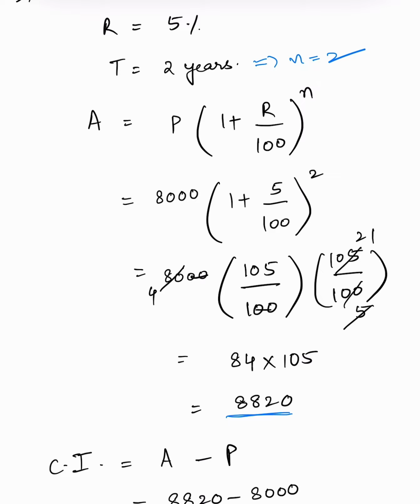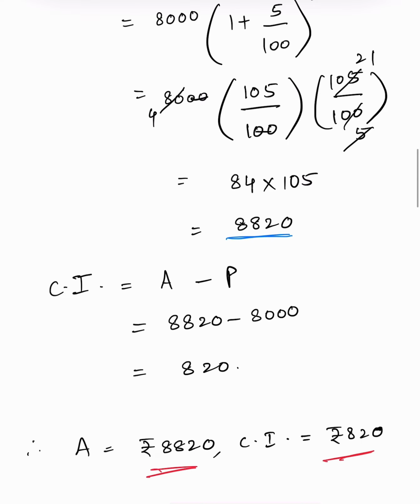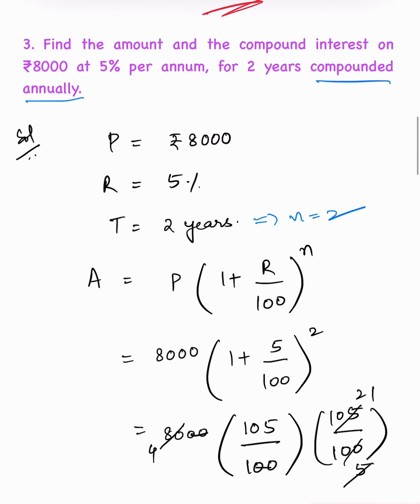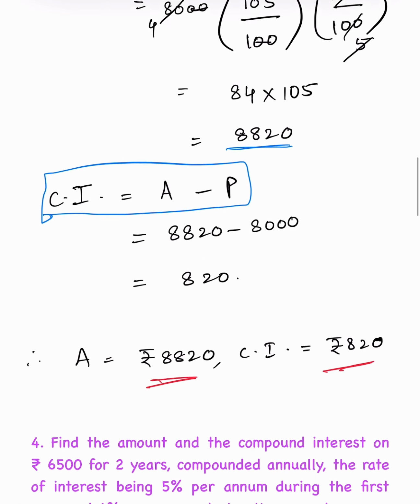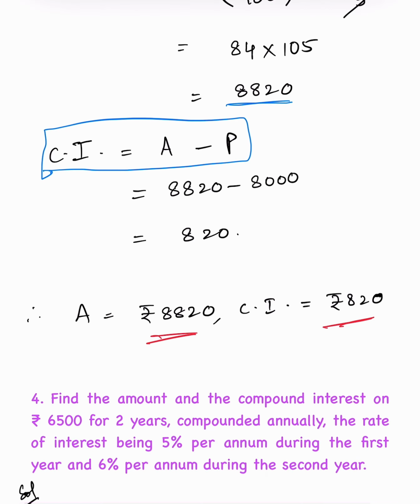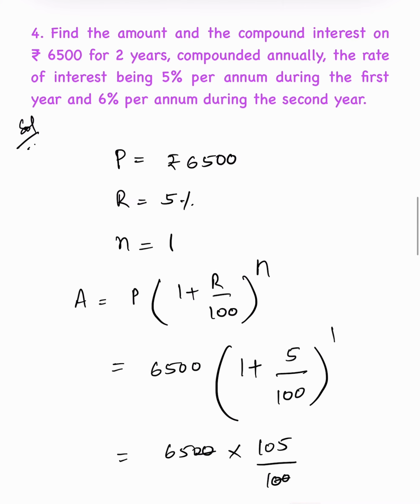So what is the compound interest? Amount minus principal is the compound interest. So what is the amount? 8820 minus the principal, which is given as 8,000. So 8820 minus 8,000 is rupees 820. So here the amount is 8820 rupees and the compound interest is 820 rupees. Fourth problem.